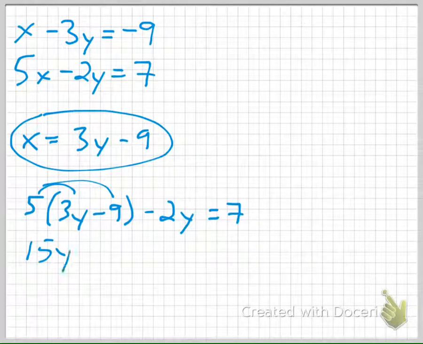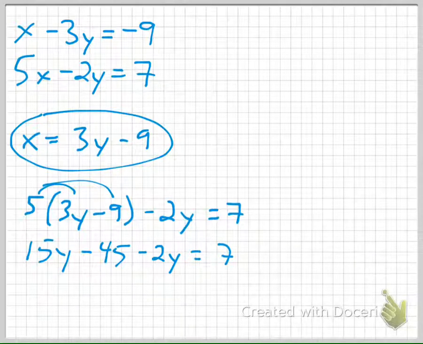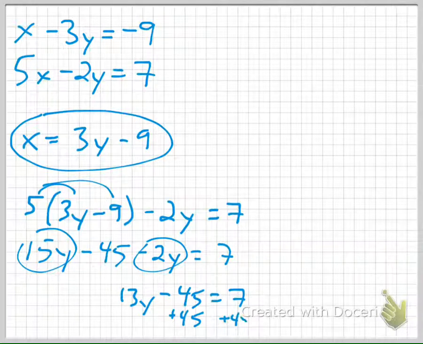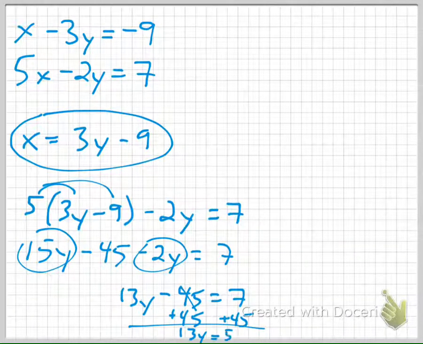That's 15y minus 45 minus 2y equals 7. Right? 15y minus 2y is 13y minus 45 equals 7. Plus 45, plus 45. 13y equals, what's 7 plus 45? That's 52. Divide by 13, divide by 13. Y equals 4.